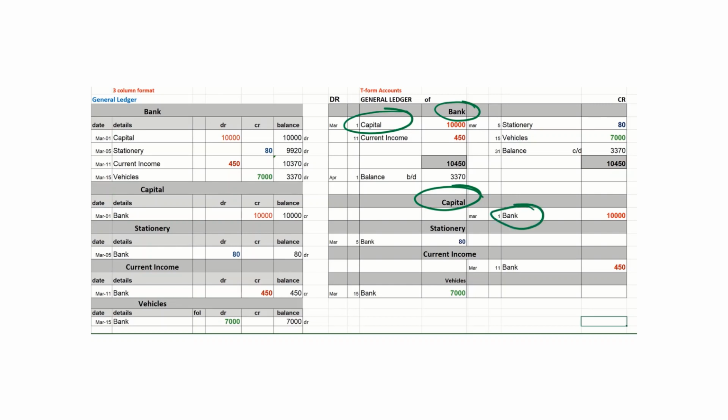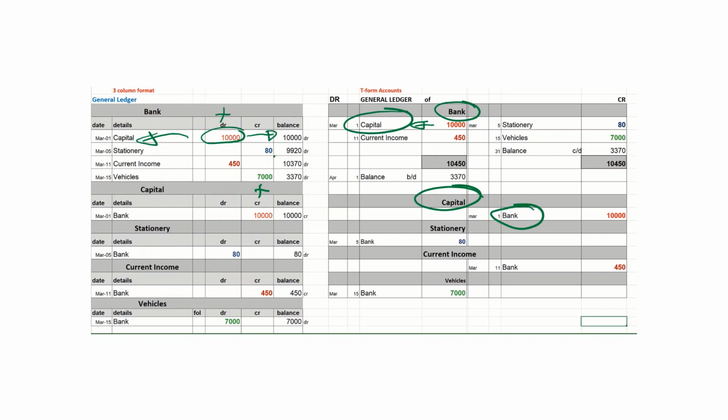Bank is still an asset. It still increases on the debit side. Capital, owner's equity, still increases on the credit side. So I put in my date. I debit bank with capital. There in the T form, I debited bank with capital. And now I put it in the debit column, and immediately that becomes my balance.